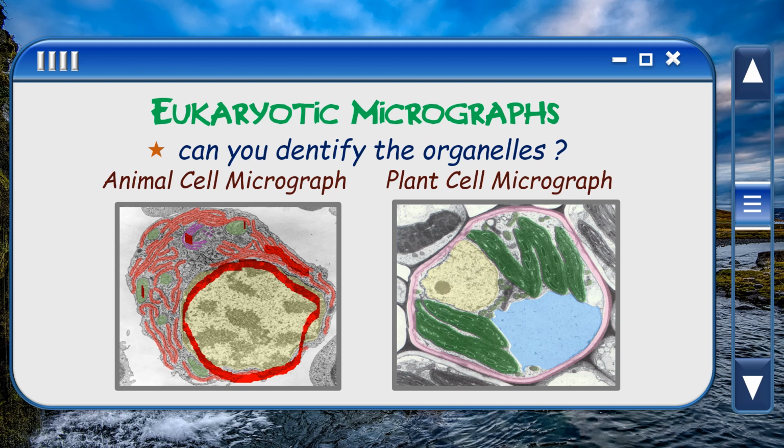In a plant, we can see here the chloroplast. We can see the vacuole here. We can see the nucleus here with its nucleolus. So the cell wall and the cell membrane can be seen outside here. So those are the micrographs of animal cells and plant cells.